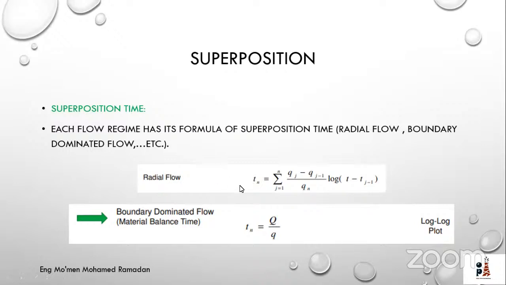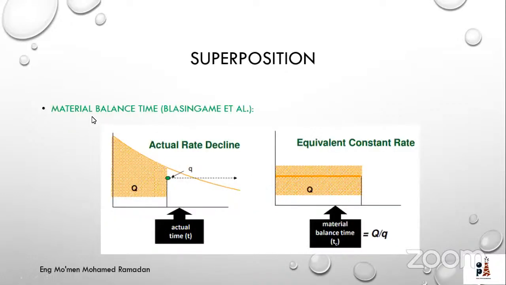Like here for the radial flow, this is the equation of the superposition time, which is tn here, and in the boundary dominated flow, it will equal the cumulative production over the rate, which is the material balance time actually. So who introduced the material balance time in the industry? It was Blasingame. Blasingame and his team introduced the concept of the material balance time, which is a superposition time, in fact.